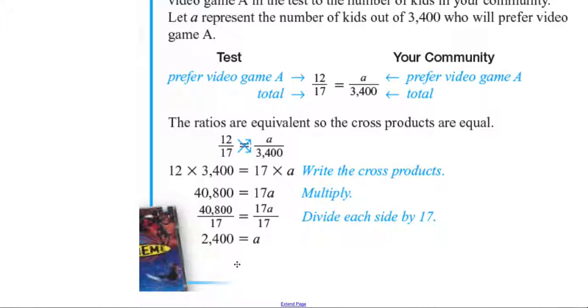So in this particular problem, we can predict that 2,400 out of the 3,400 kids will prefer video game A. And that's the end of our lesson.